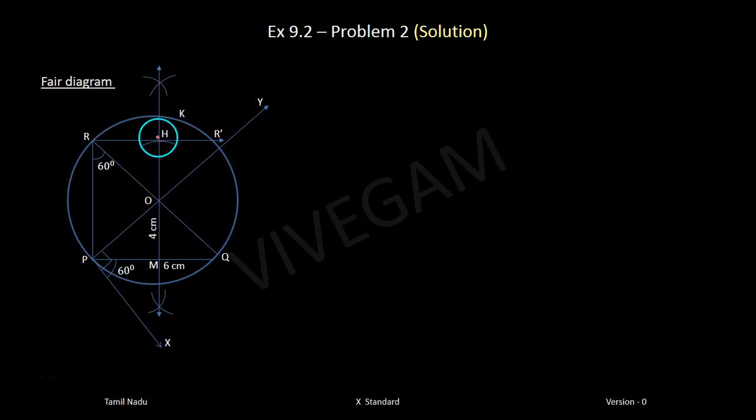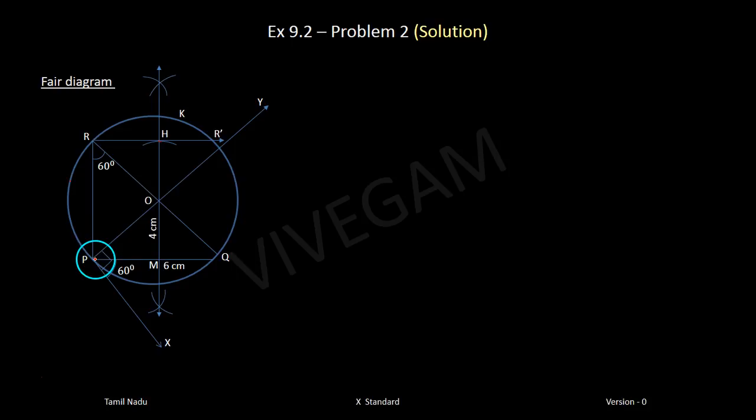Only thing is that this is the additional step. So with M as a center and radius of 4 centimeter, draw an arc cutting the perpendicular bisector. It cuts at a point H, and draw a line parallel to PQ passing through this H, and that will cut the circle at 2 points R and R dash. So the triangle is PRQ or PR dash Q.